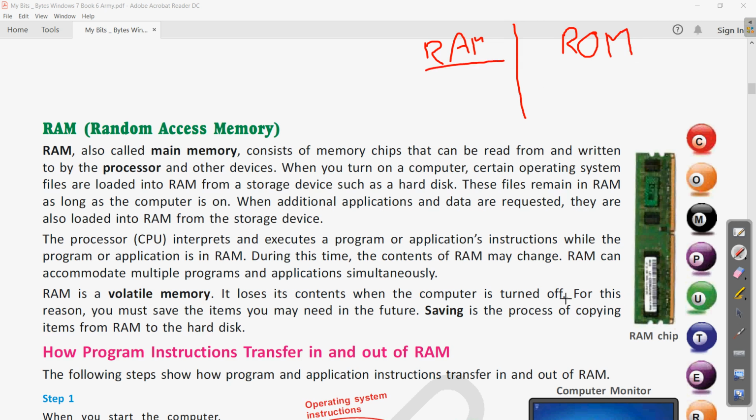So about RAM, the different points are that RAM is also called as main memory. Okay. Then second point is RAM is a volatile memory. The 2 points we have seen. Then the third point you can write that it loses its contents when the computer is turned off. Okay. So these three very small points, it will be easy as well for you to remember.